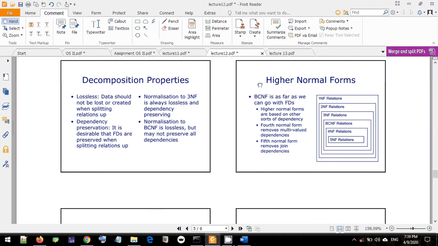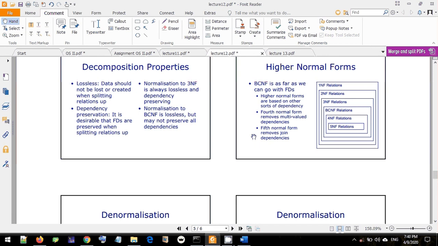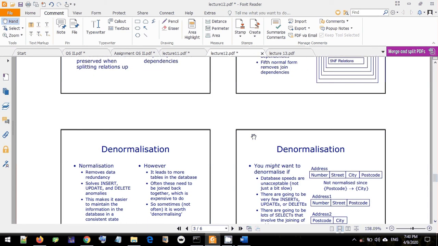There are several other higher normal forms, like the fourth normal form and the fifth normal form. The fourth normal form removes multi-valued dependencies, and the fifth normal form removes join dependencies. But in this course, we shall end at the Boyce-Codd normal form.